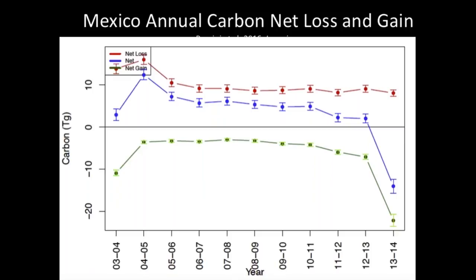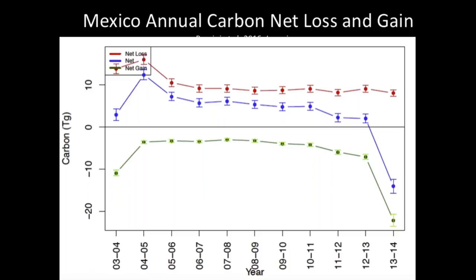And so Mexico, after 2012, 2013, is actually a sink. I mean, it shows up to be a sink, meaning that the losses are smaller than the gains. It's gaining more than what it is losing. And if I remember, this is consistent with the estimate from the INFyS data, where the country is actually a sink, not a source.